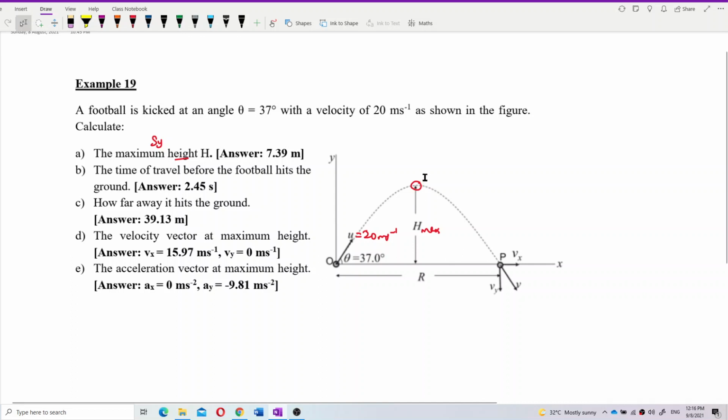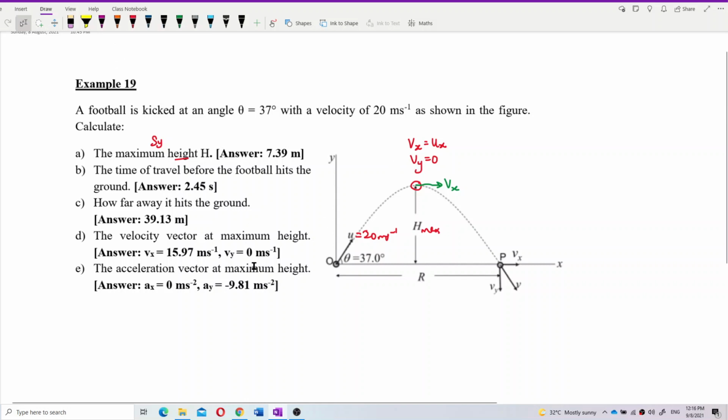One thing we know for sure: at maximum height, Vy is 0, and it only has Vx, which is equal to Ux. At maximum height, Vx equals Ux and Vy is 0. It still has velocity, but only in the x component.